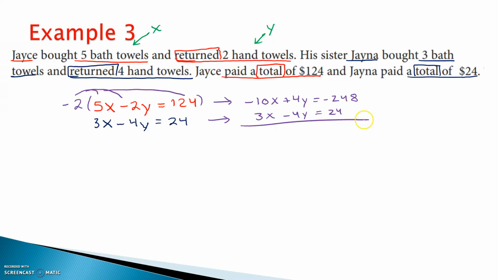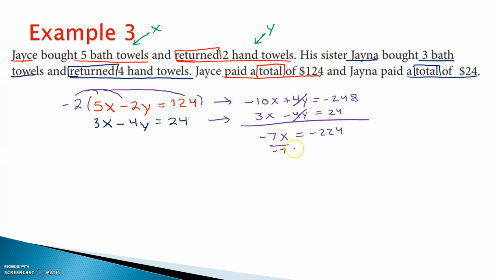Alright, the nice thing about this is, hey, if I combine like terms straight down, negative 10x and 3x gives me negative 7x is equal to, because of course 4y minus 4y ended up canceling. That was the whole elimination process. That's the reason we did that. Is equal to, well, negative 248 and positive 24 is going to give us negative 224. Okay, one-step equation, piece of cake.